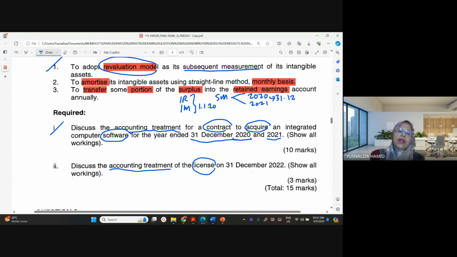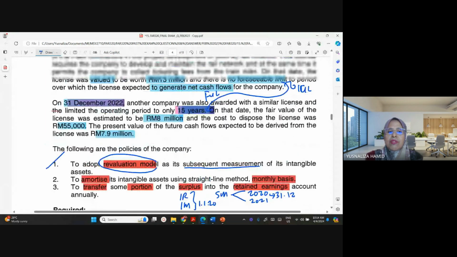I have provided a lot of samples in my self-study examples, and also in our previous question we did that as well, but this one is for 2 years, so you need to do that. For the second part, you are asked to discuss the accounting treatment for another intangible asset, the license, but that was for the following year, 31st December 2022. Everything is about you writing up. So these 13 marks are all about writing up accounting treatment. That's why I want you to practice writing.